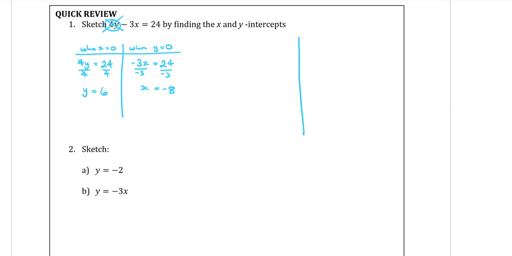Sketching that, we're going to put on here that y is equal to 6. We just want to put it in roughly the right spot there. Y is equal to 6. And on the x-axis, x is equal to negative 8. And then join it up.